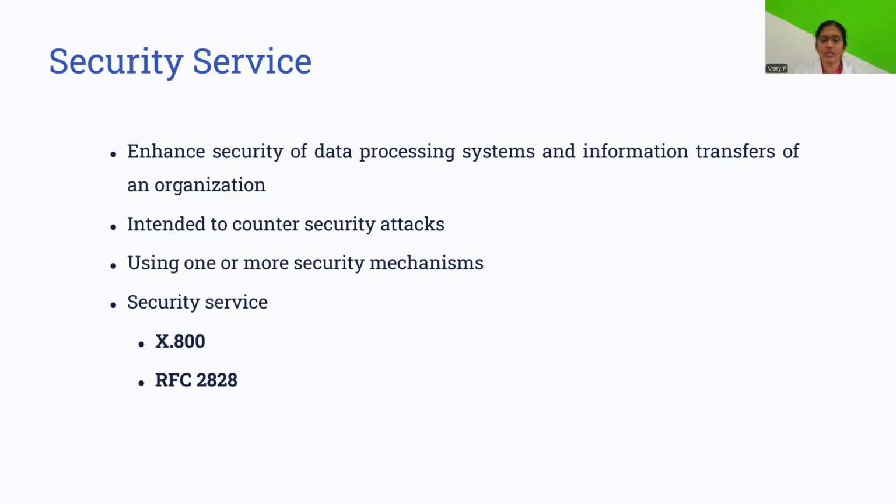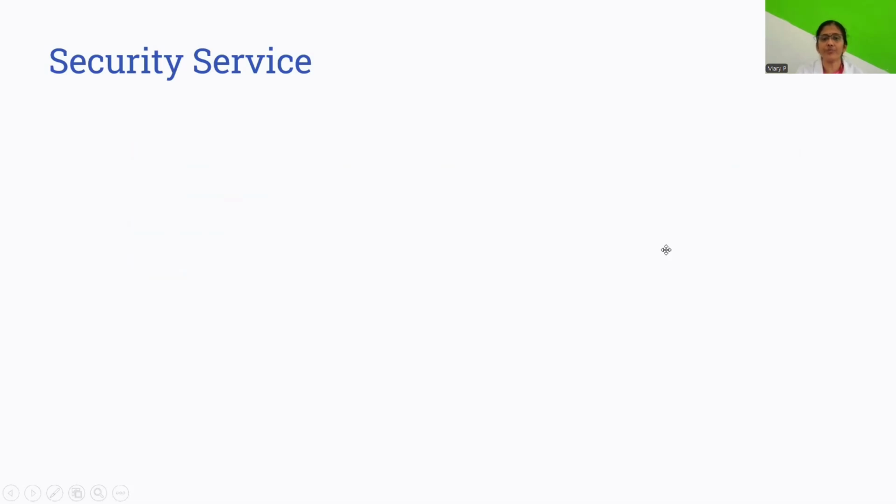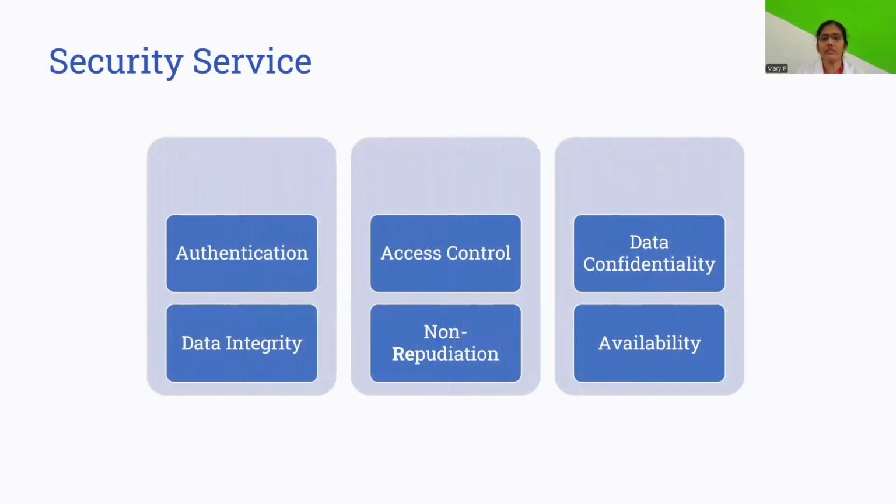Next one is RFC 2828. It is a processing or communication service provided by a system to give a specific kind of protection to the system resources. Now we discuss the security services provided by X.800. There are six services provided by X.800: one is authentication, second is access control, third is confidentiality, fourth is data integrity, fifth is non-repudiation, and sixth is availability.